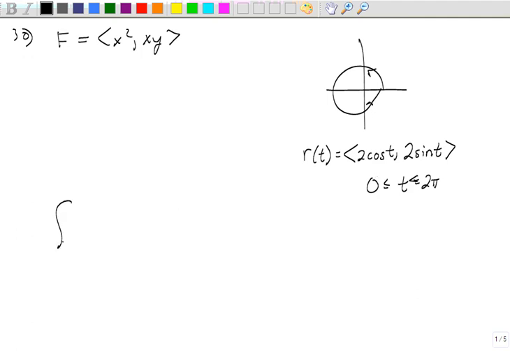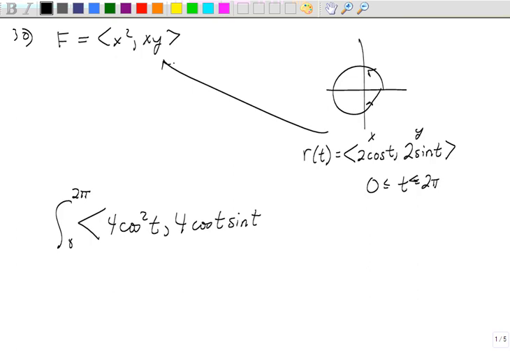So we're going to integrate 0 to 2 pi, 4 cosine squared t, 4 cosine t sine t. We're substituting x and y into f, and then dotting it with r prime. And that works out to be 0. They cancel each other out.